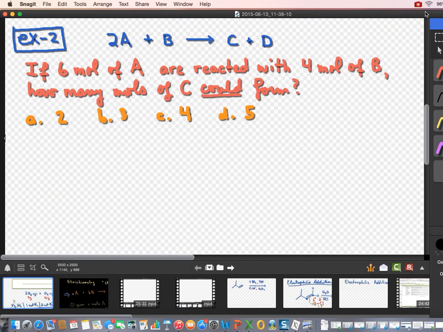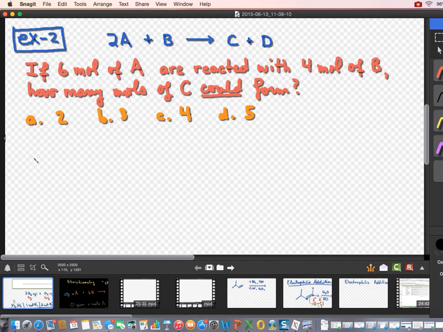So let's do another example, and in many cases this one is even easier, although students have a tendency to overcomplicate this. We have a balanced chemical equation where we have 2 moles of A reacting with 1 mole of B to produce 1 mole of C and 1 mole of D. If we have 6 moles of A and we react them with 4 moles of B, how many moles of C could form? We're finding the theoretical yield.